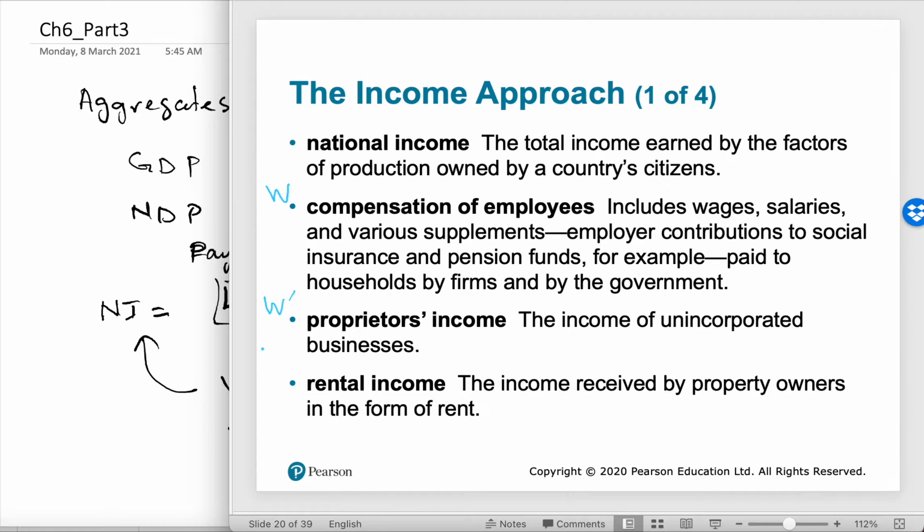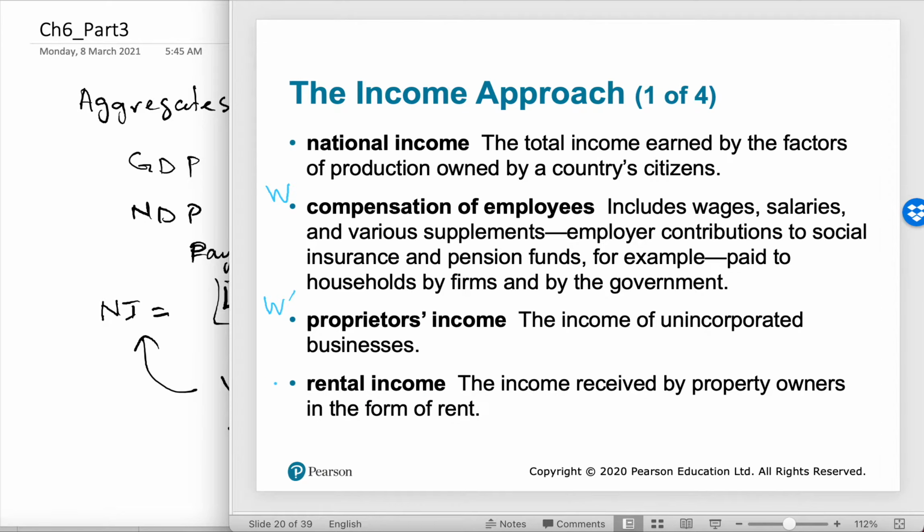So authors, copyright, the money you receive because you have a patent, something which is not registered as a company, but it brings you income. So in the income approach these are classified as proprietor's income. This is still payment to the labor.